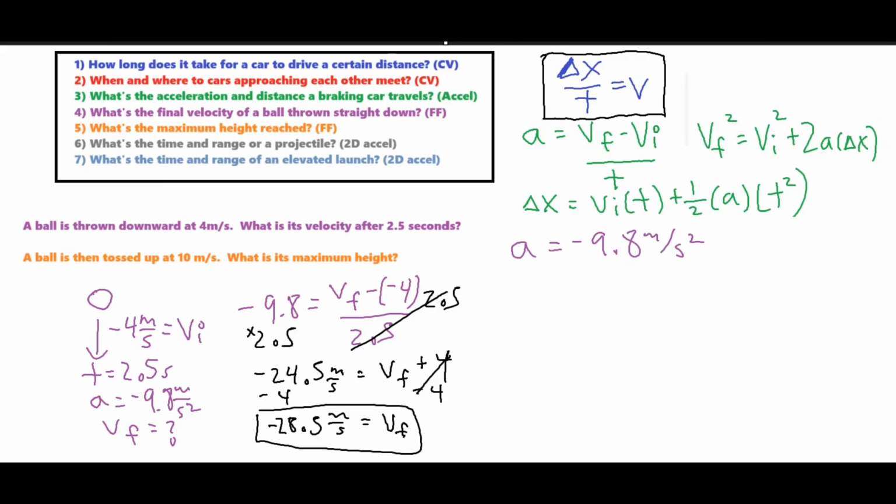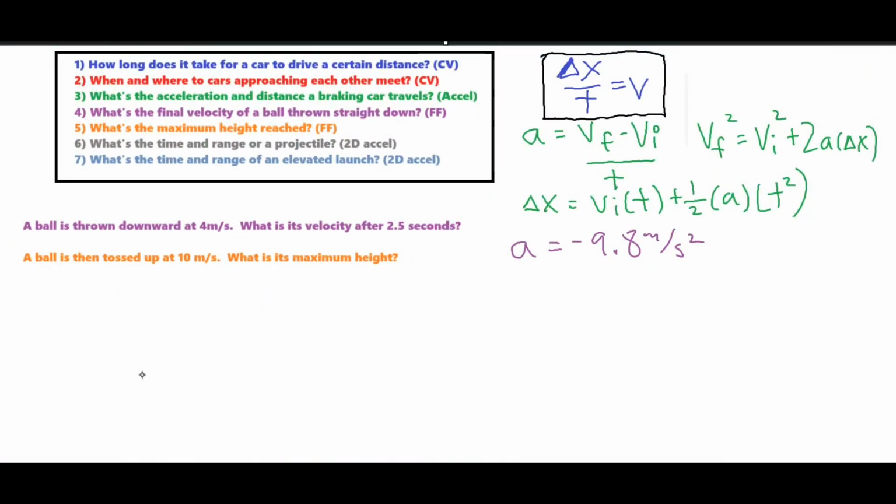All right, now for our second calculation, the orange one. Now, the ball is tossed up at 10. What is its maximum height? It seems like there's very little information there, but let's clear a little room before we solve this one. Okay, it's tossed up at 10.